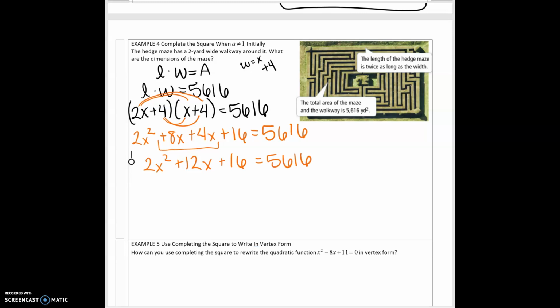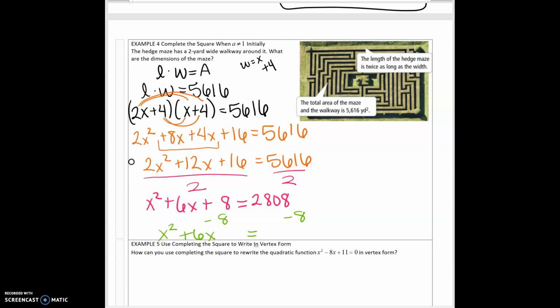5,616. So now we can see it looks like the problems up above with a value in front of x squared. So we're going to take everything and divide it by 2 to get rid of that. We're going to have x squared plus 6x plus 8 equals 5,616 divided by 2, which is 2,808. And then we're going to do our normal subtract 8 on both sides. So now we have x squared plus 6x, leaving that space for completing the square, b divided by 2 squared, equals 2,800.